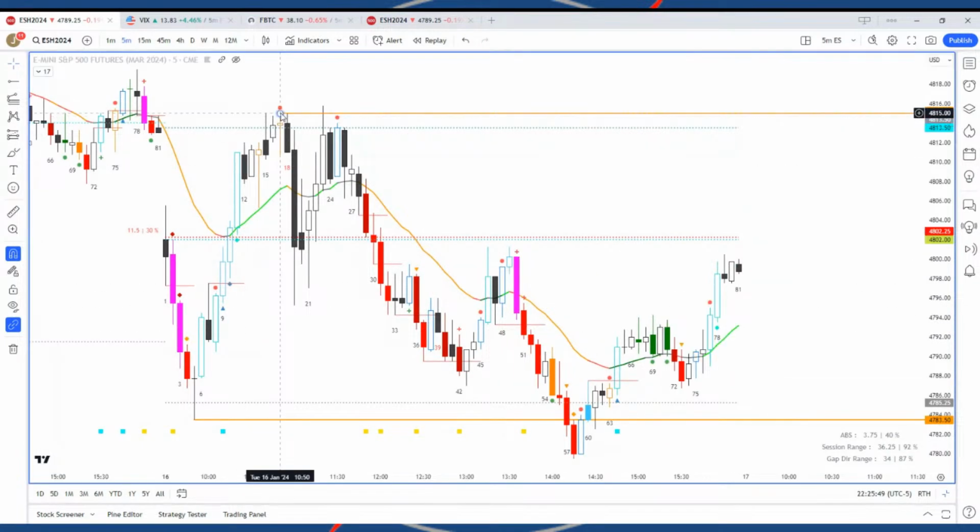This is a good example of how you want to see a fade signal behave. So signal, look above, and then back down.